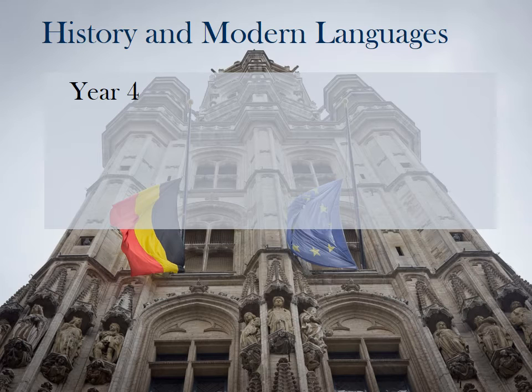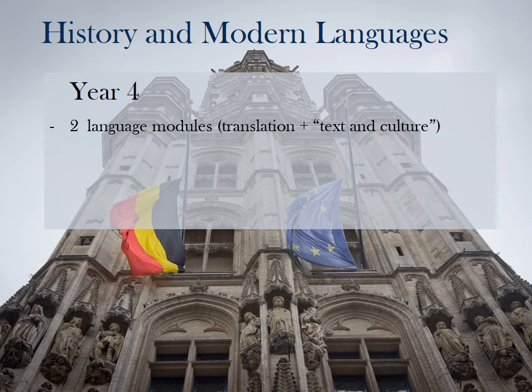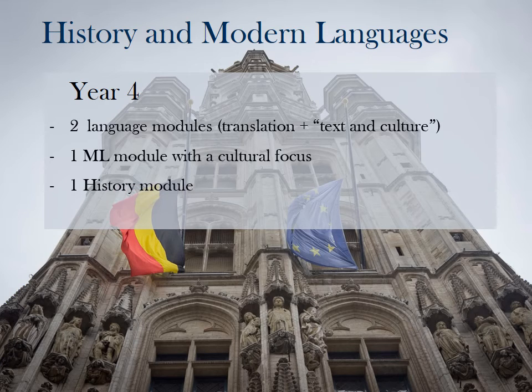Year 4, your final year of the HML course. You take 2 language modules, translation plus text and culture. You read a particular text and interpret it in the foreign language itself. You write on texts in your target language. You take 1 modern languages module with a cultural focus, 1 history module, and then again you have the choice to pick either another history or another modern languages module.